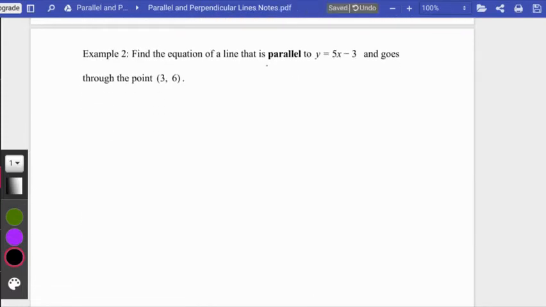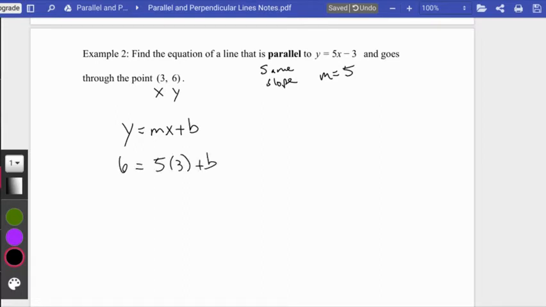Same thing here. So one more time, parallel means same slope. We want the same slope as this equation, which means a slope of 5. We're given this point, so let's plug them into y equals mx plus b. 6 equals 5 times 3 plus b. Solve for b.